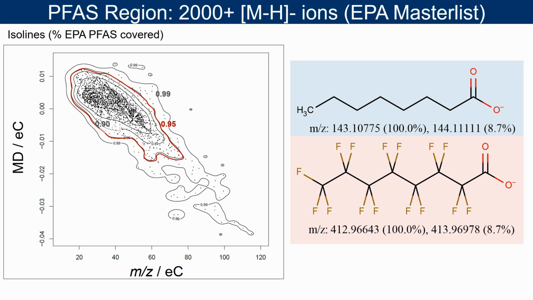And what we find is that the PFAS fall within a very tight region. And we can say that in red, 95%, for example, of PFAS fall within this region.